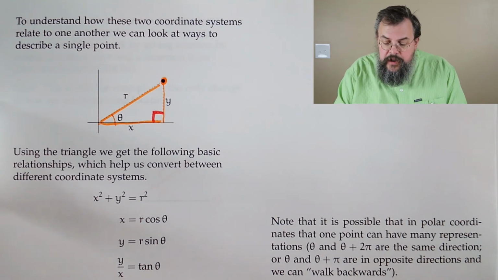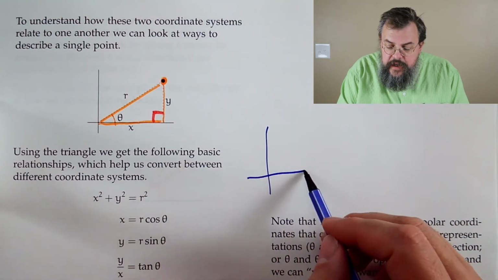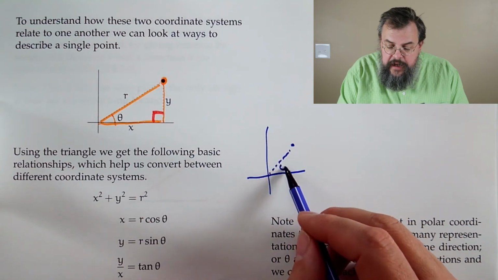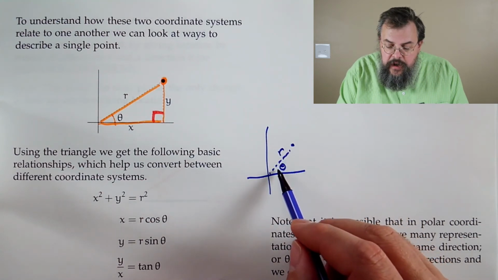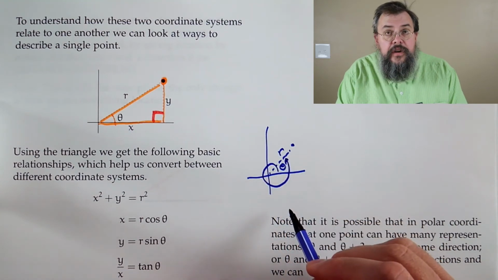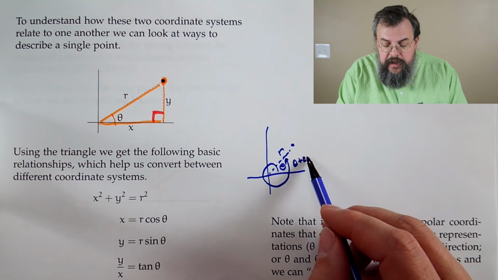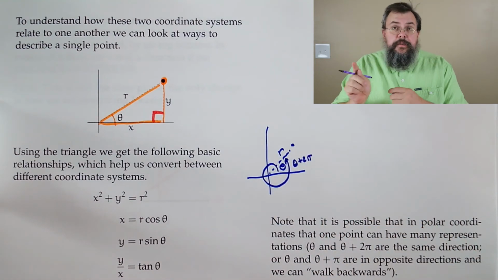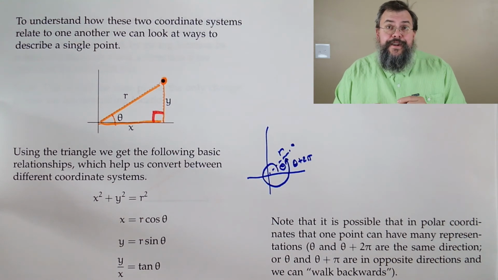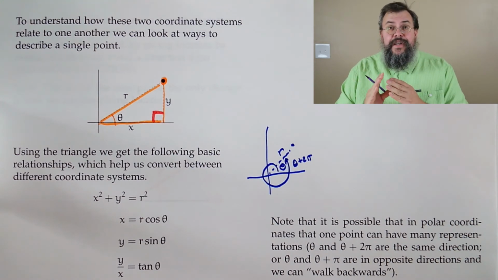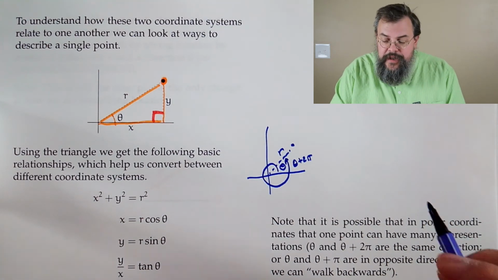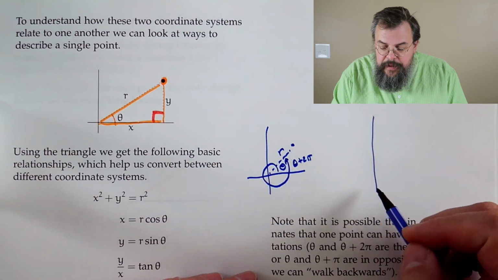Well, if I have a point here, and I have an angle theta and a distance r, what I can do is an extra spin around. And that's theta plus 2 pi. If I do a theta plus 2 pi, I'll be facing the same direction. Probably a little bit dizzier, but I'll be in the same direction, and so I can move out the same distance r.